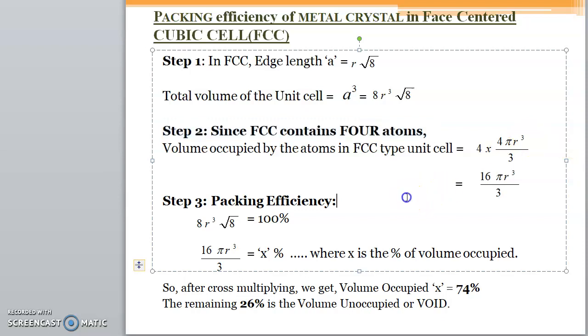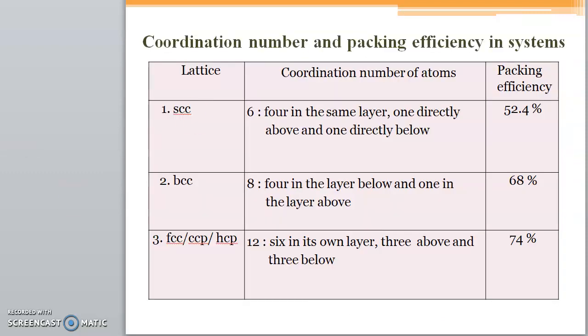So clearly you could see, my dear students, FCC has a better packing efficiency as compared to SCC and BCC. So quickly let's take a look at this. The coordination number of atoms in SCC is 6, in BCC it's 8, in FCC it is 12. Packing efficiency is also given over here.